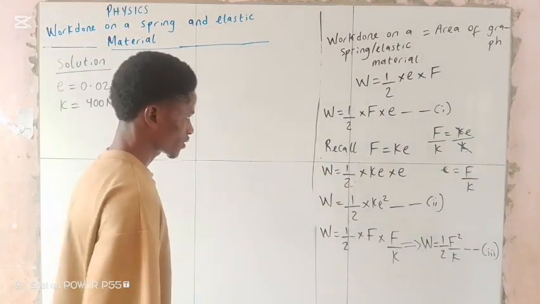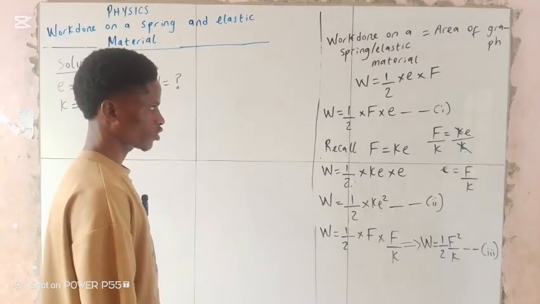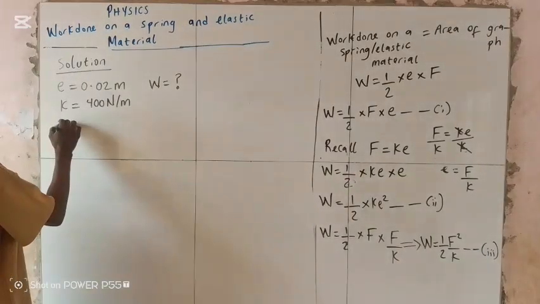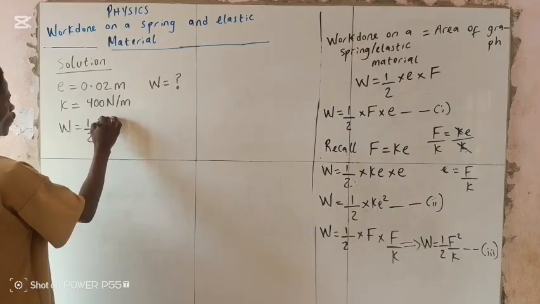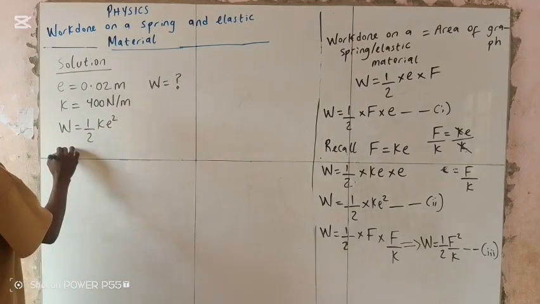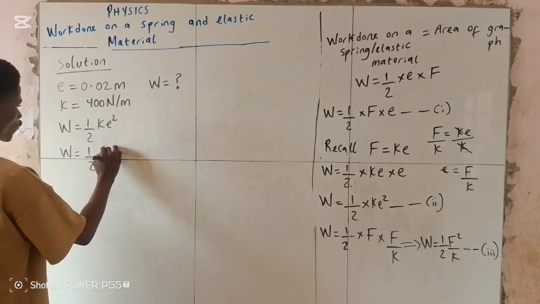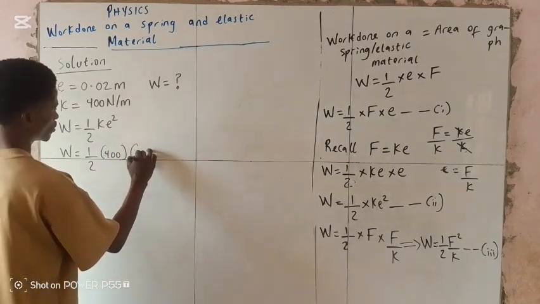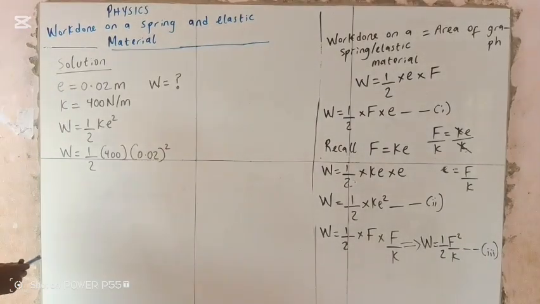Now let's check here. Best formula to make use of here is what? Second equation, or first one or third one? Second one. Okay. So work done equals what there? Half force constant times extension squared. That being said, it equals 1/2 times 400 multiplied by our extension, 0.02 squared.